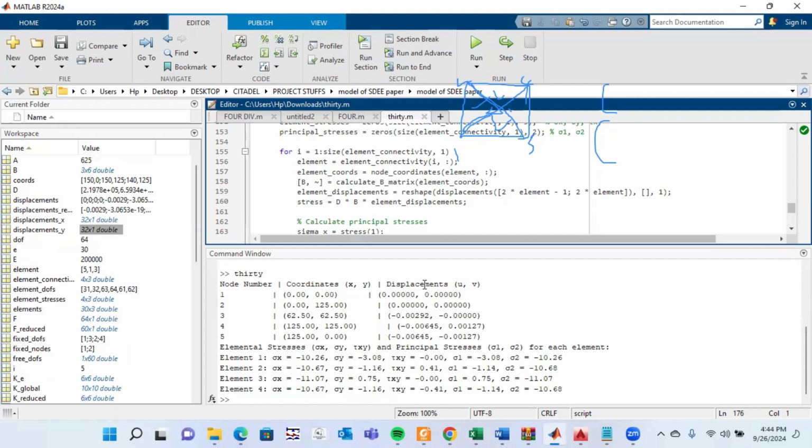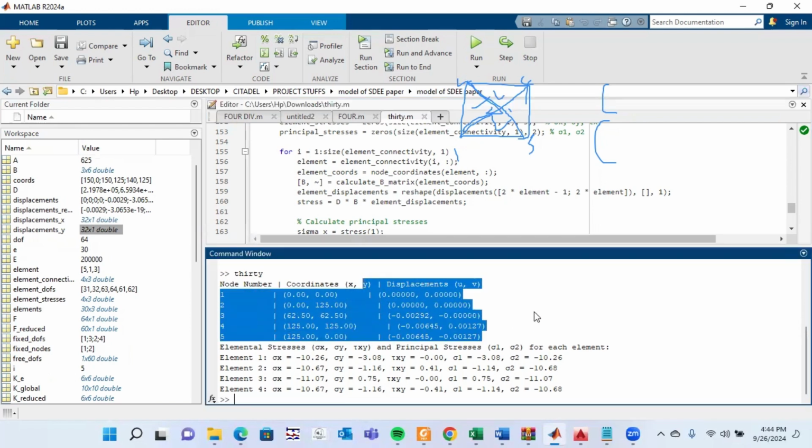So the question asks us to find what? The nodal displacements. So these are the nodal displacements, U and V, X and Y, isn't it? These are the nodal displacements you have at node 1, node 2, node 3, node 4, node 5. This is it all over here. And the elemental stress, your sigma X, sigma Y, and tau XY. This is what you have here.